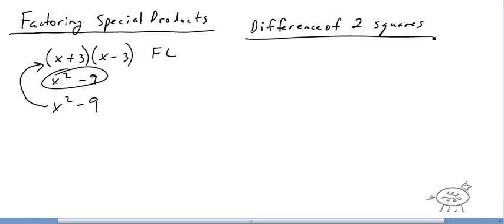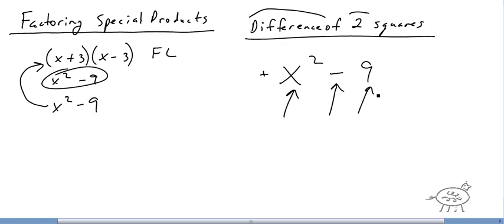Let's look at all these terms. We have three keywords. First of all, difference. Let's write this out again: x squared minus 9. So difference: it's got to be opposite signs, so one has to be positive. Notice this is positive and this is negative, so it's the difference between the two. The next one is two: there are two terms. And then squares: both of these terms have to be perfect squares.